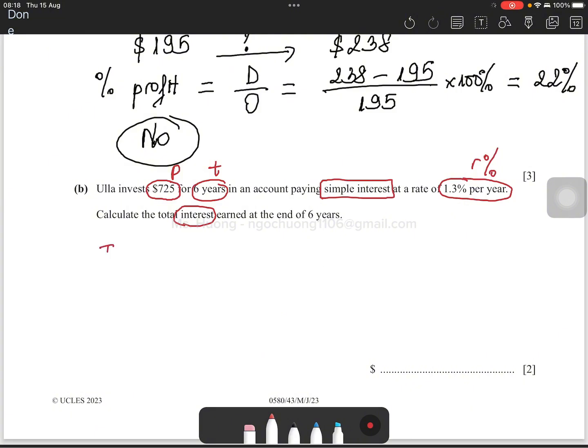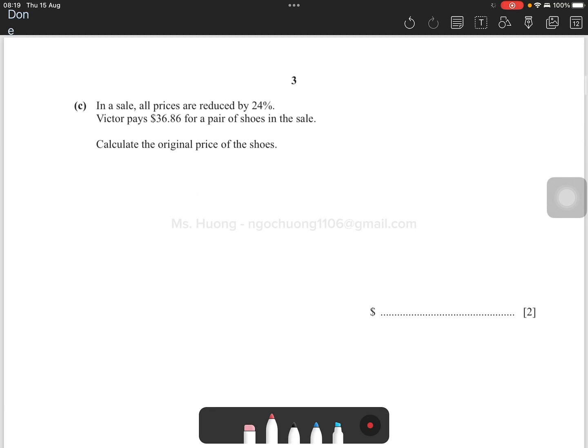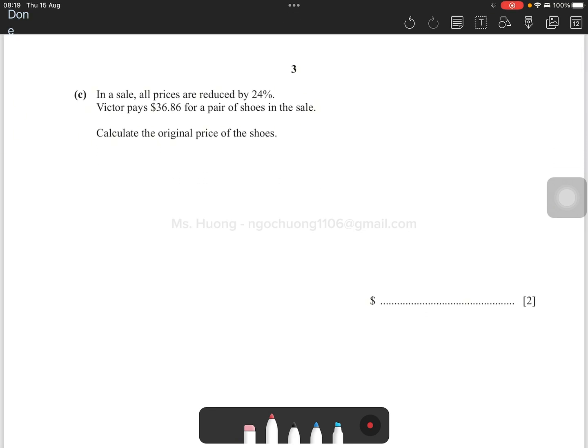So you know that in simple interest, we have the formula for the interest. That is I equals PRT. P is the principal, $725. R is the interest rate, 1.3% per year. And the time is 6 years in this case. So the interest is $56.55.